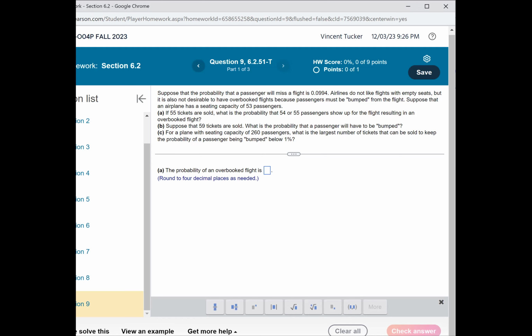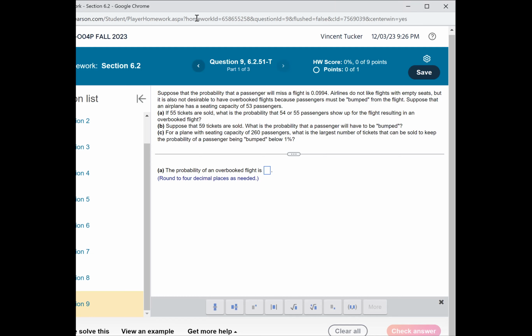So we have 53 as capacity, and we want to know the probability of getting 55 tickets. Once again, 55 tickets are sold, but the seat capacity is 53. So what's the probability of getting 54 to 55 tickets?